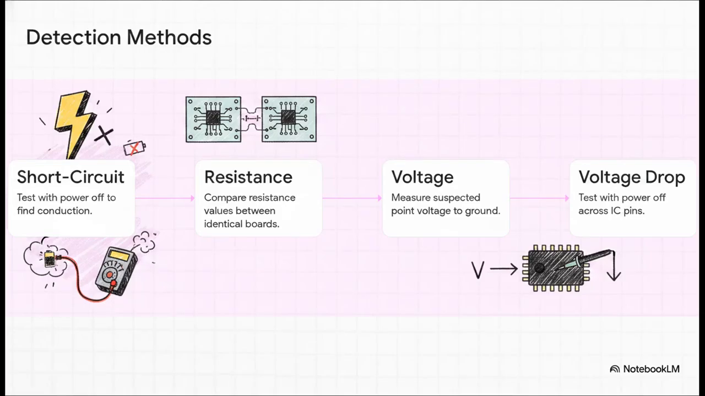When the indicators do point to a hardware board issue, we rapidly deploy a systematic multimeter process to find the culprit. We always start with our trusty short circuit detection. Now listen carefully. It is absolutely critical that the power is completely off during this, unless you want to blow up your multimeter. If the short circuit test doesn't reveal the issue, we move on to resistance, voltage, and voltage drop detection by comparing readings from our faulty board against a perfectly functioning one.